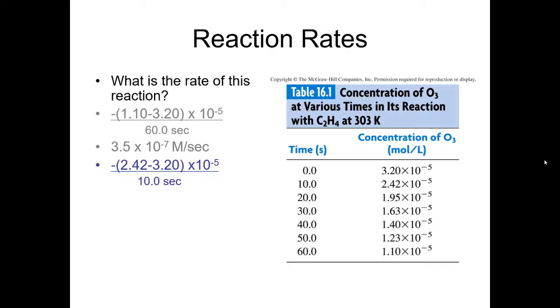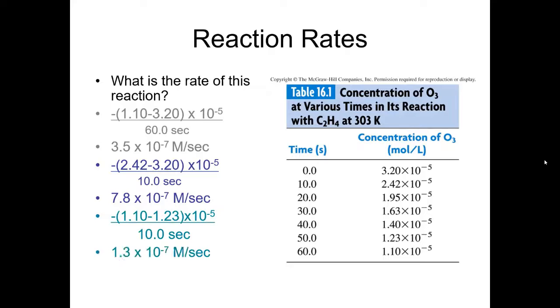This last one is just to drive home the point that if I'm looking at the last 10 seconds, I also end up with a very different number, and it's a much lower rate. So we don't usually look at the last 10 seconds because that just depends on how long we're looking at the reaction.